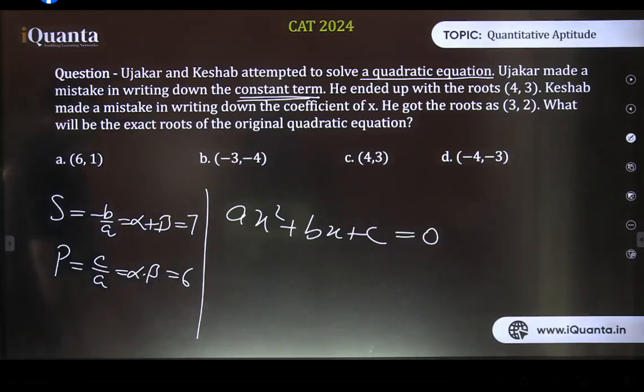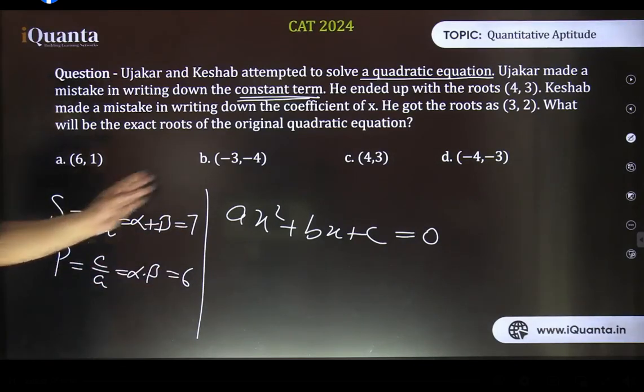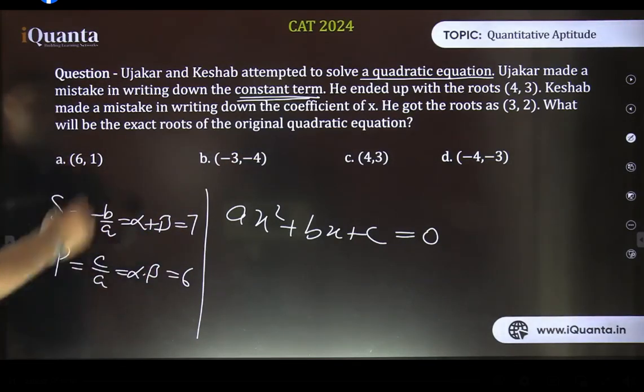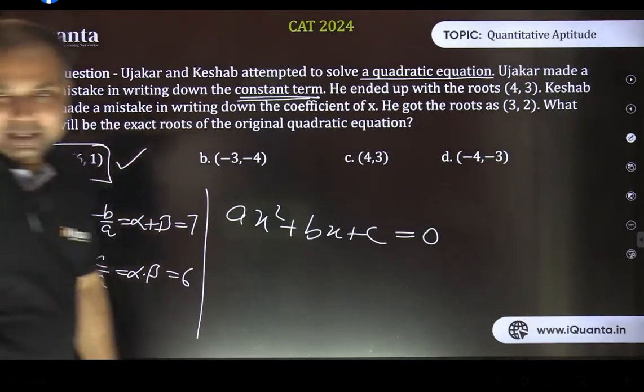Alright, so we need to find such roots whose sum is 7 and product is 6. We can easily check options and option A satisfies. Sum is 7 and product is 6. So that's the easy question, right answer.